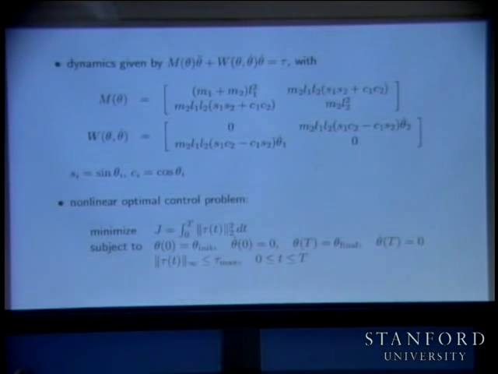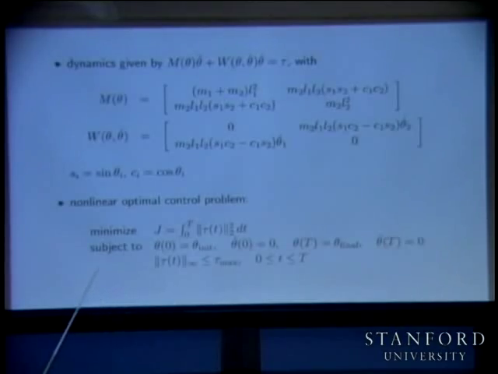Now, the main thing about these is that M of theta and W of theta are horribly nonlinear. They involve products of sines and cosines of angles and things like that. So it's not pretty. This is a nonlinear, I guess people would call it a DAE, differential algebraic equations. Okay, so it's a nonlinear DAE. Now, of course, to simulate it, it's nothing to do, right? Because we know how to numerically simulate nonlinear DAEs. It's nothing.